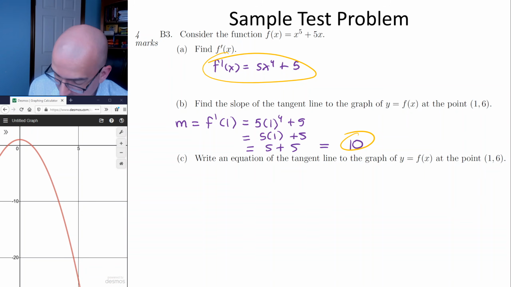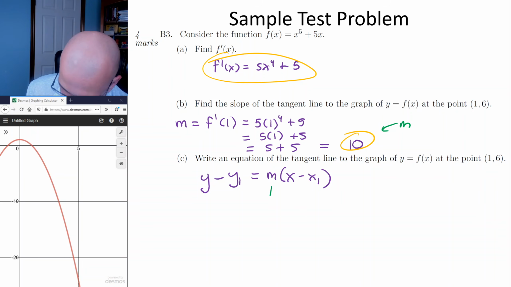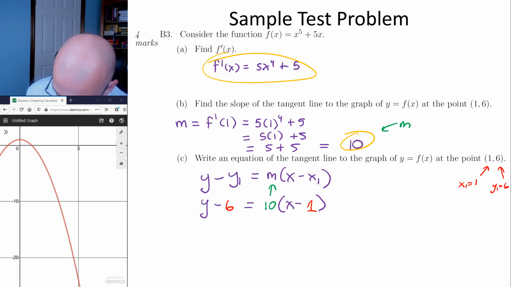So y minus y1 equals m times x minus x1. We found m. And we were given x1 and y1. So 6, 1, 10. y minus 6 is equal to 10 times x minus 1. And that's it. That's our answer.